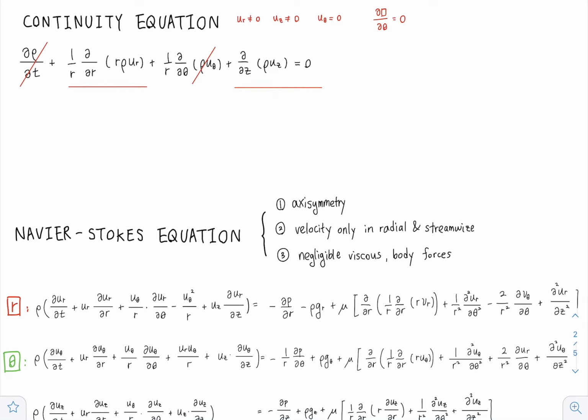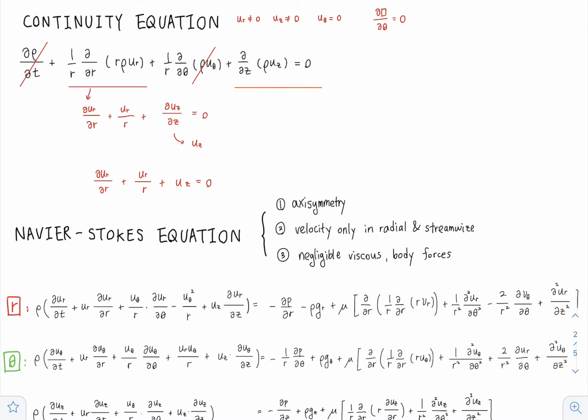If we summarize this, we are going to end up with a nice partial ur over partial r, plus ur over r, plus something called partial uz over partial z, equals 0. But using the principle of linearization, we are going to rewrite this part as simply uz. Therefore, we are going to have partial ur over partial r, plus ur over r, plus partial uz over partial z equals 0.